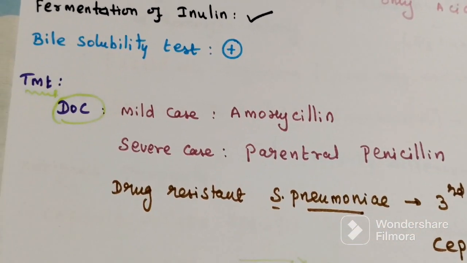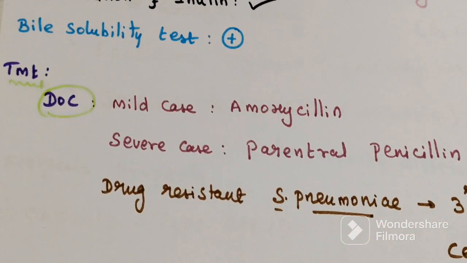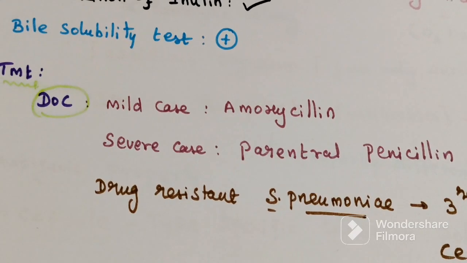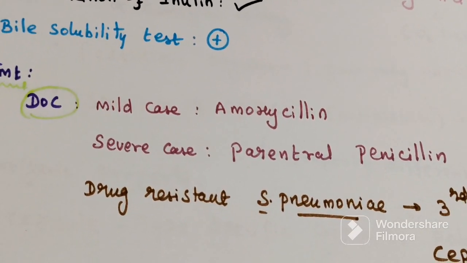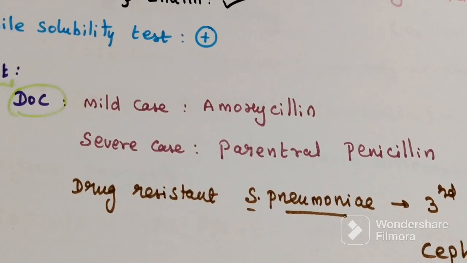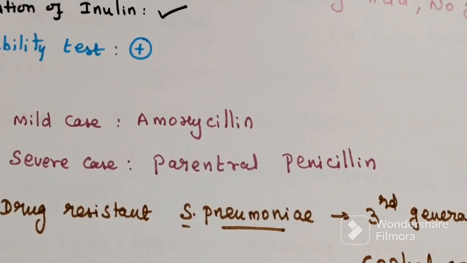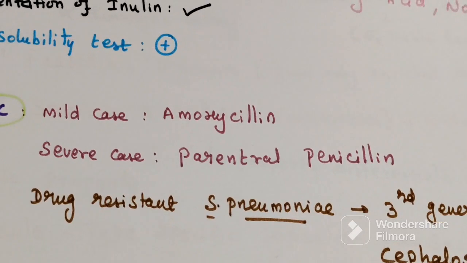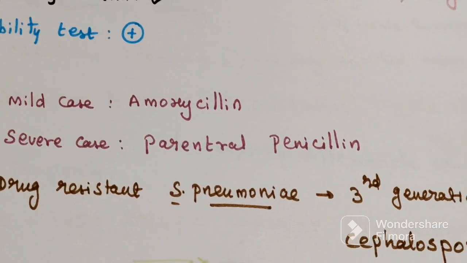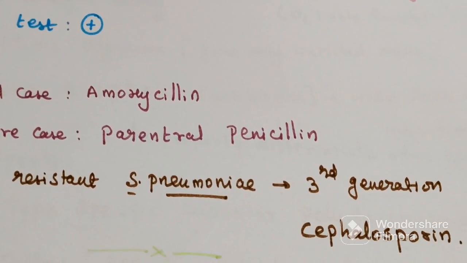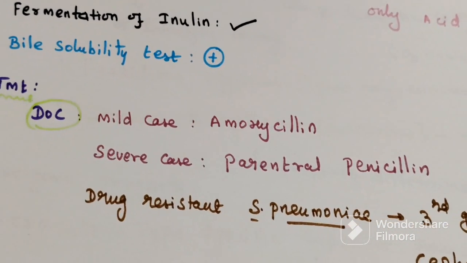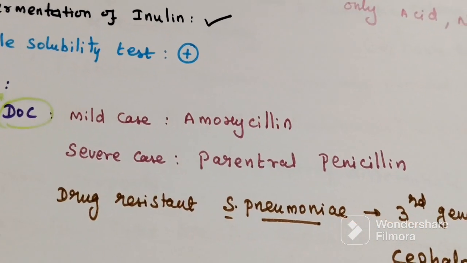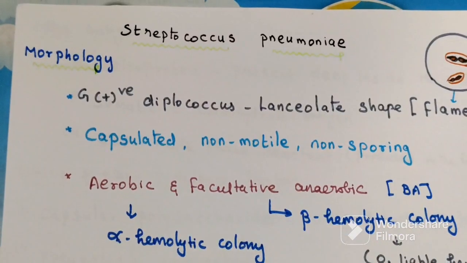Next one is treatment. Drugs of choice. In the case of mild cases, amoxicillin. In the case of severe, parenteral penicillin. For drug resistant Streptococcus pneumoniae, third generation cephalosporins are used. So for treatment purpose: amoxicillin, penicillin.